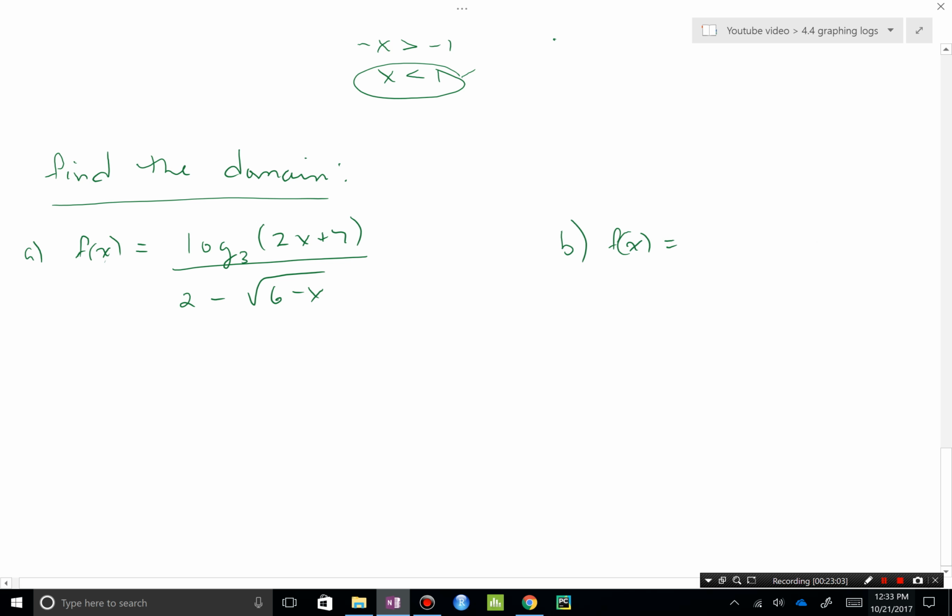Find the domain of e to the x over log base 4 of x squared minus 9 minus 2. Does that work out okay? 16, that does work out okay. So find the domain of these two and see where it takes you. Note we have multiple restrictions here, so we'll start the very next video with this. We'll call this 4.4 Part A.